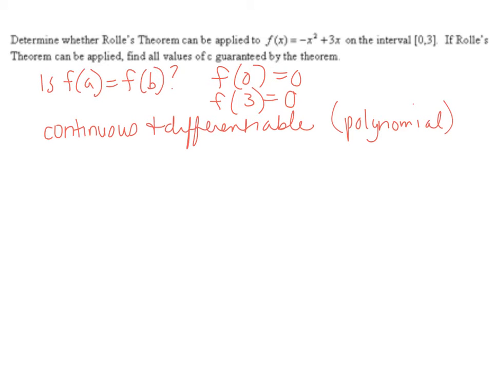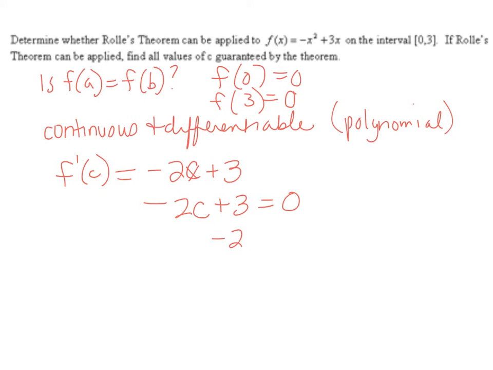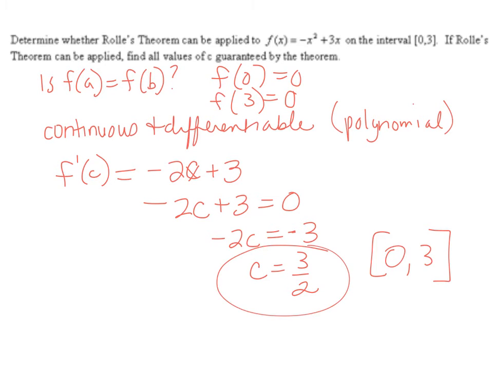So now the last thing is to find all c so that f prime of c equals 0. That means take the derivative. I have negative 2x plus 3 as my derivative. Put a c in here and set that equal to 0. So I have negative 2c equals negative 3, so c is 3/2. And then I always check, is 3/2 in the interval? Yes, that's my value of c.